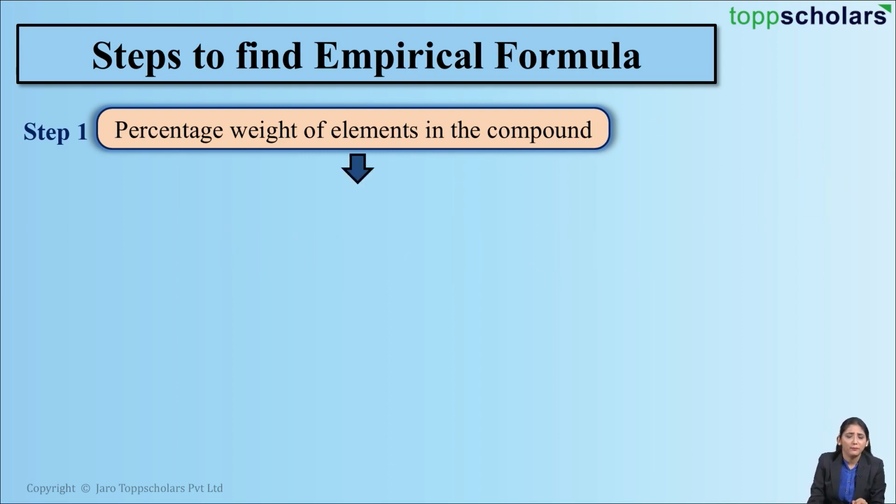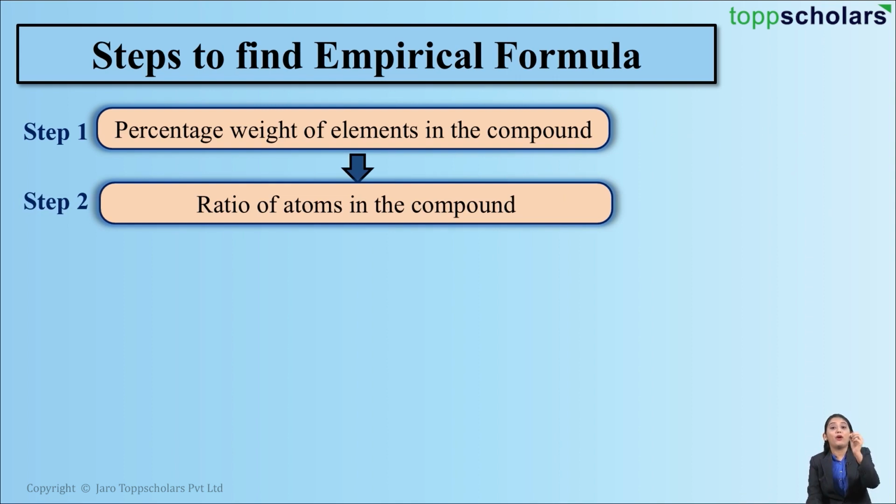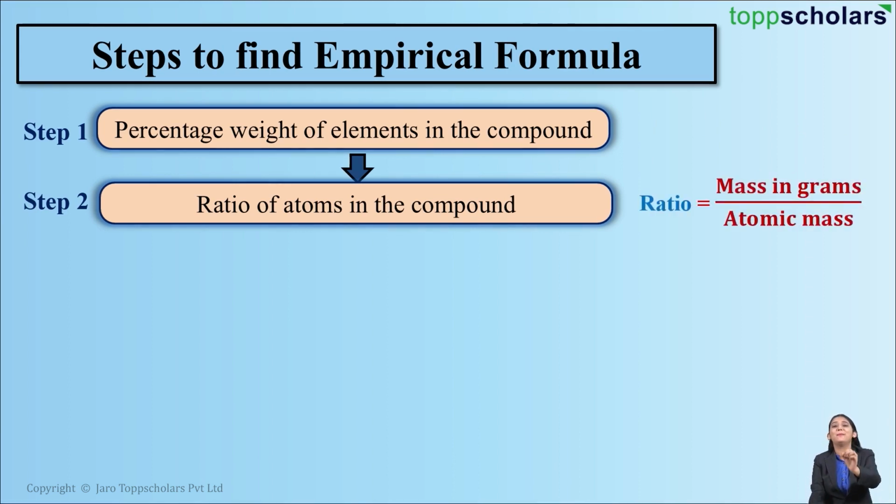Now, what is the next step? Second step is to find the ratio of atoms that are present in the compound. How are we going to do this? It's very simple. What you need to do is simply divide the mass of the elements in grams by their atomic mass.